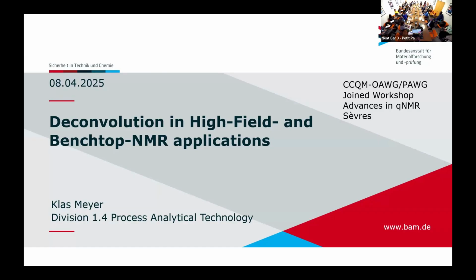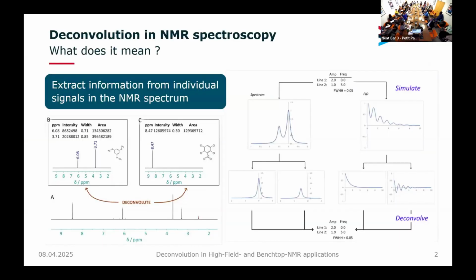But no worries, we will hear something from LGC on uncertainties later on in the next presentation after lunch. So what does it mean when we're talking about deconvolution? Basically it's extracting information from individual signals of the NMR spectrum. You can see this is a simulation here. We are starting with two signals which are simulated.